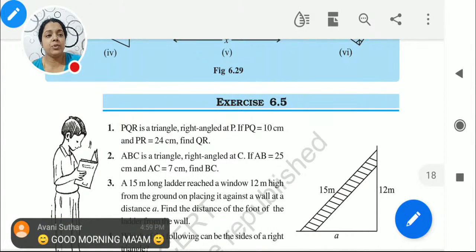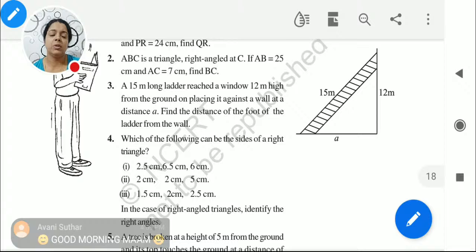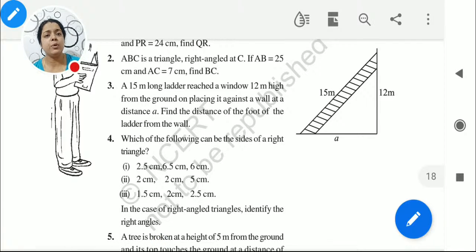So today we are going to start with exercise 6.5 and it is question number 4. Now let me tell you, dear children, after we finish exercise 6.5, we'll start with Sanskrit. So your most awaited part, right? Sanskrit. So we'll start with Sanskrit after that. Now we are coming to question number 4.